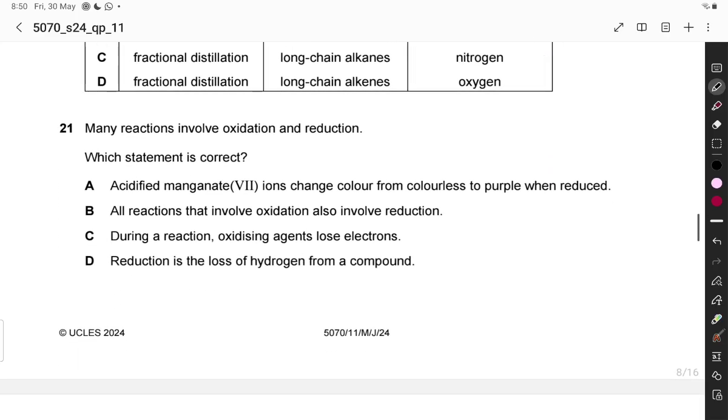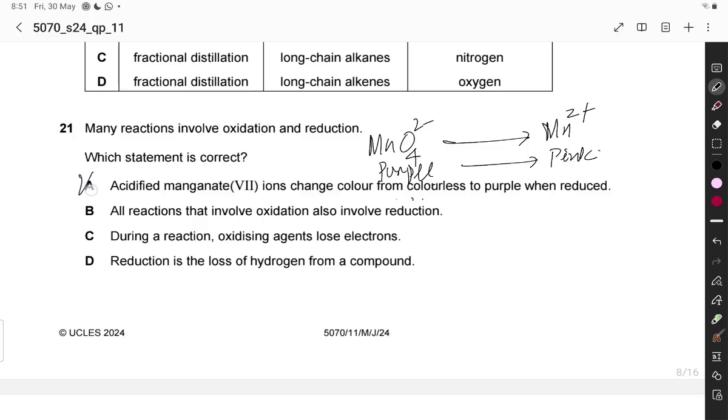Question number 21. Many reactions involve oxidation and reduction. Which statement is correct? Acidified manganate ions change color from colorless to purple when reduced. Manganate ion is purple. So when it is reduced, it becomes colorless. Colorless to purple, not purple to pink.